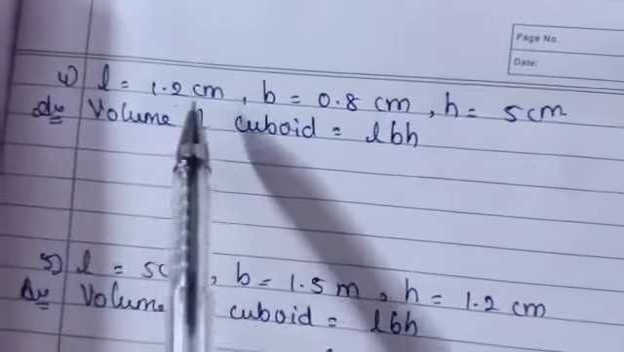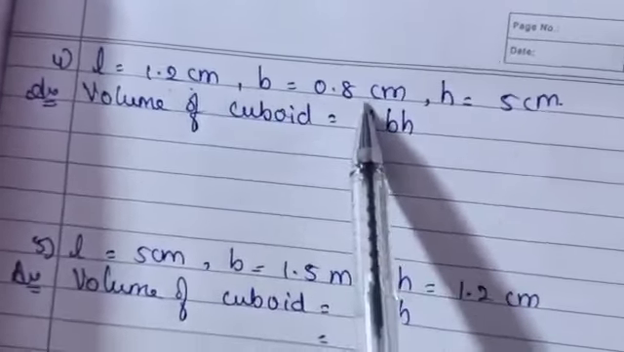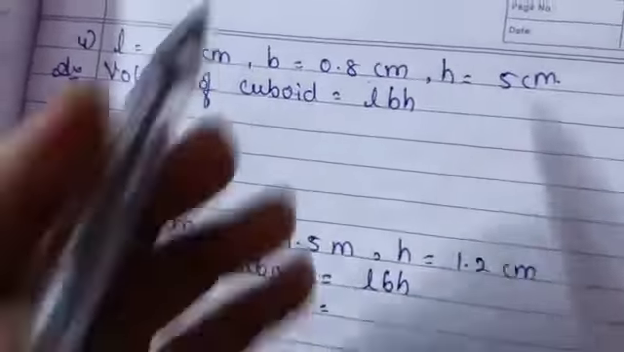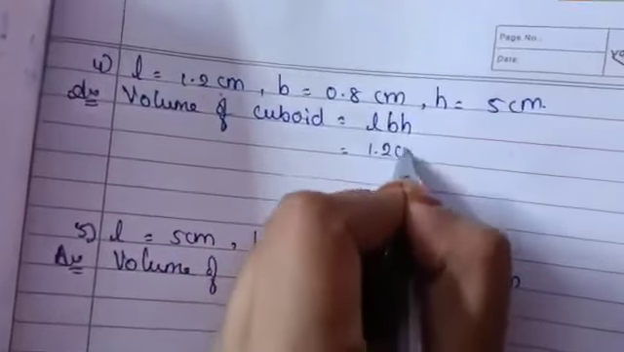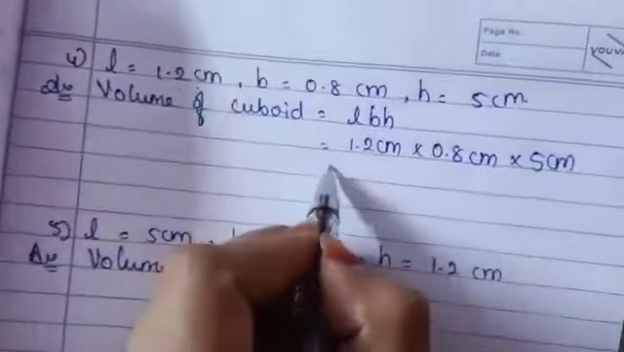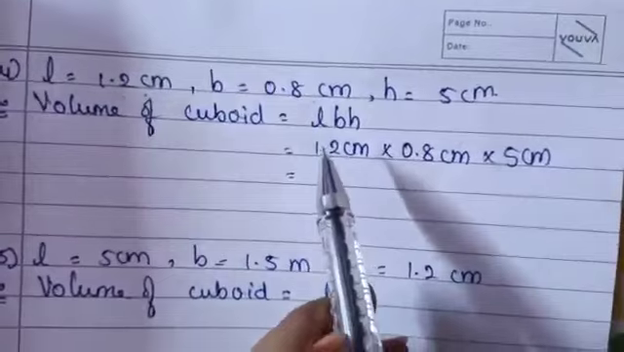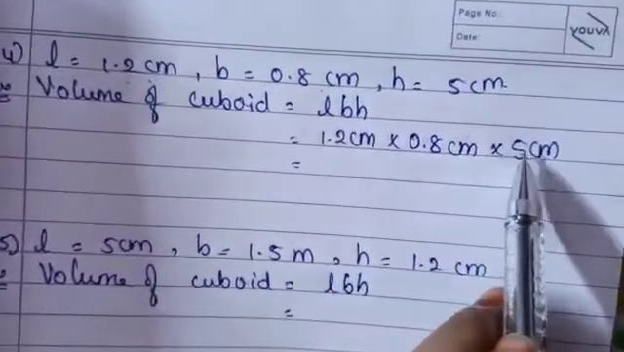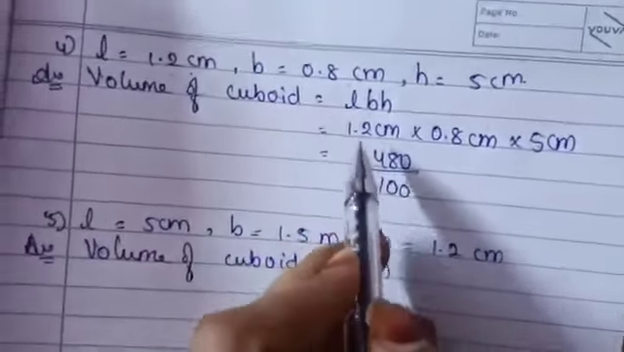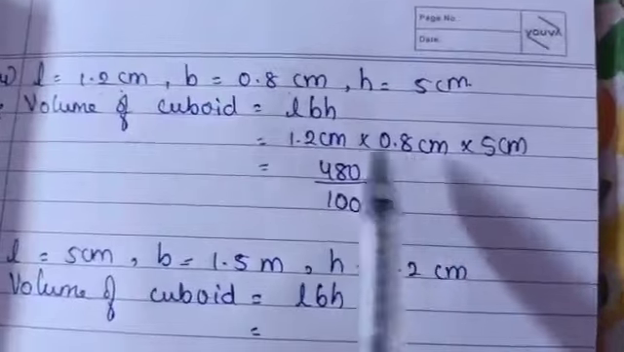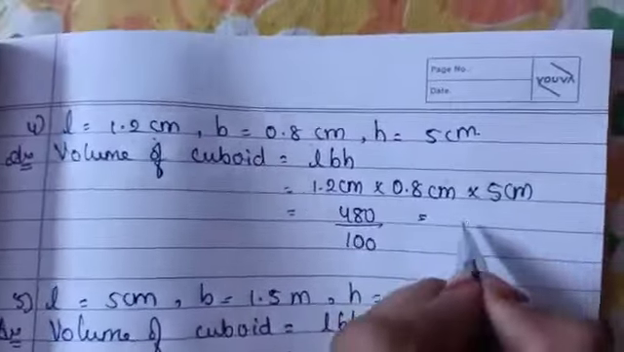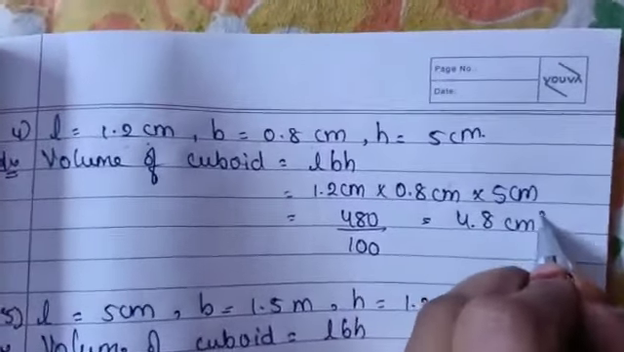Now number 4, L equals 1.2 centimeter, B equals 0.8 centimeter and H equals 5 centimeter. So volume of cuboid equals LBH. Now length is how much? So 1.2 centimeter multiply by 0.8 centimeter multiply by 5 centimeter. Okay, now we will multiply. Simply we will remove the decimal and we will multiply. So 12 5s are 60 and 60 5s will be 480. Upon 100 we will write, because here 10 will come and here 10 will come. So 10 10s are 100. Okay. Now two zeros are there, so 2 decimals will come. So the answer is 4.8 cube centimeter.